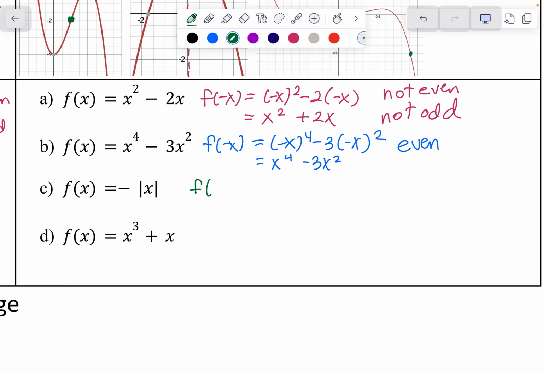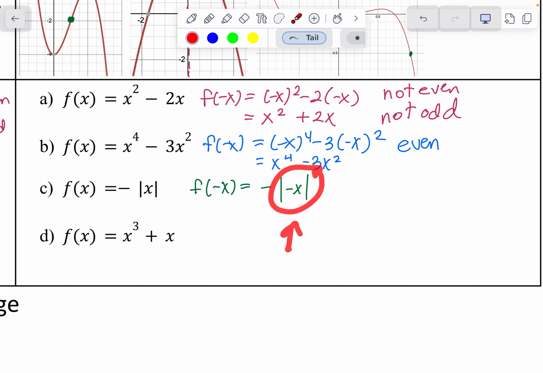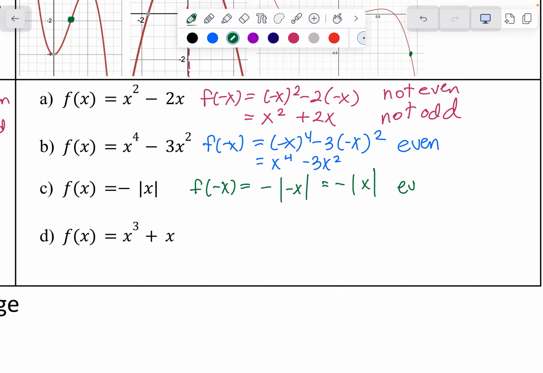If we stick in negative x, let's look at what happens. It is the absolute value of negative x. What does an absolute value do to a negative? It makes it positive. So this is going to now flip to a regular plain x. We don't need a negative inside that absolute value if it's just on one term like that. So it's unnecessary. So we ask ourselves, does it fit the even model? Does it look exactly like the original? It's the original, so it's even.